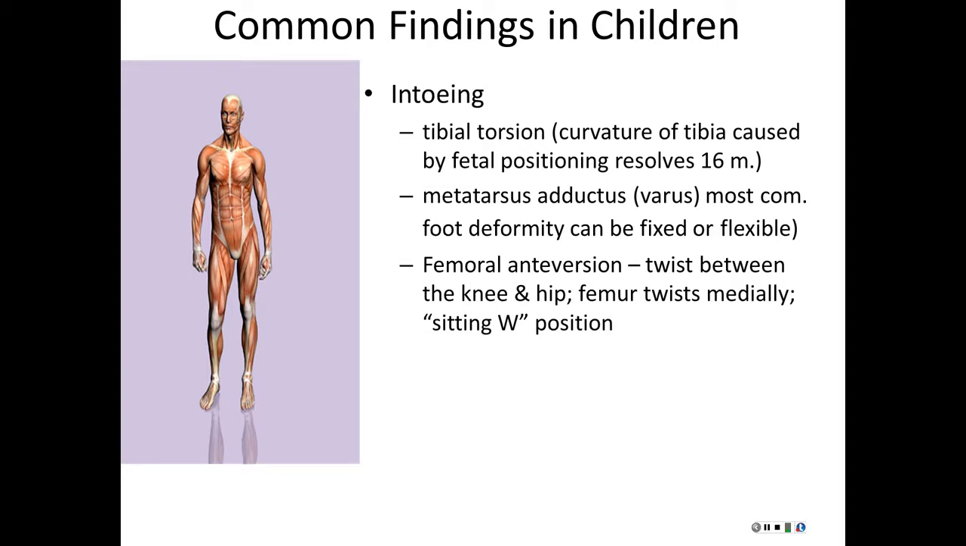And then femoral anteversion, or twist between the knee and the hip, where the femur twists medially, or towards the middle. And this is the sitting W position. The sitting W position will make the femoral anteversion worse. So you want to get them to not sit like a W, where they're sitting down and they've got both legs out and their legs kind of look like a W.